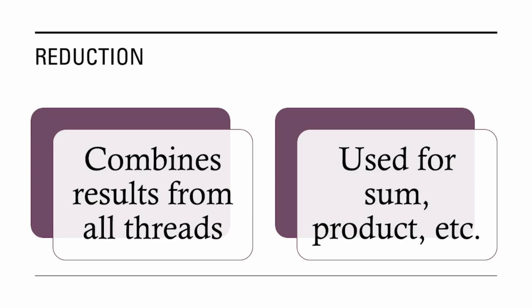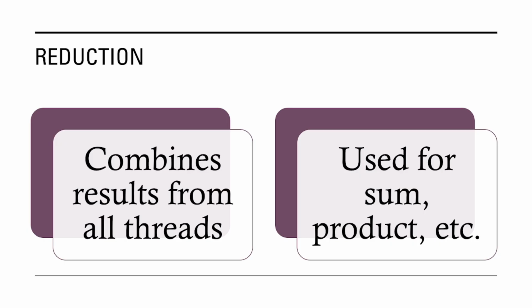So each thread gets a private copy of the variable. So no race conditions during the computation. The final result is automatically combined. And the common operations we could perform are sum, product, max, min, and logical operations like and, or.